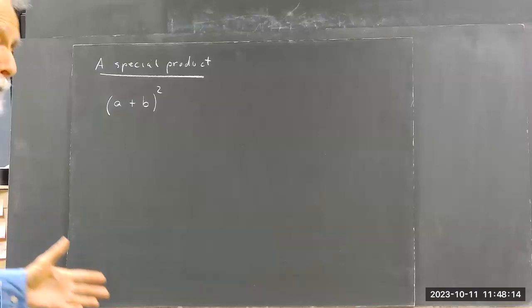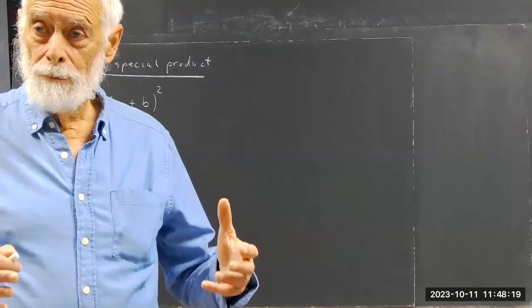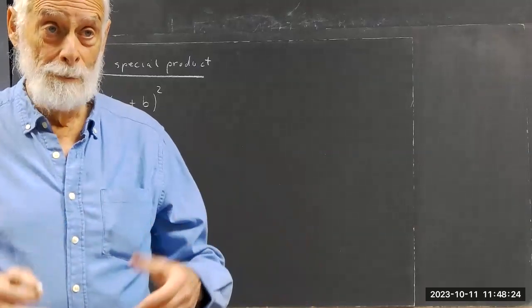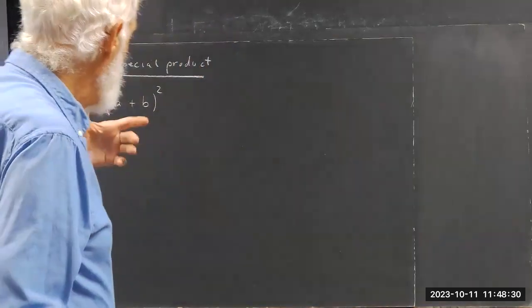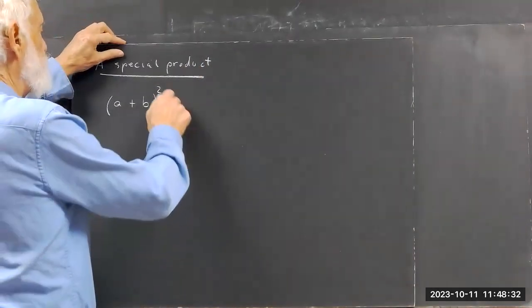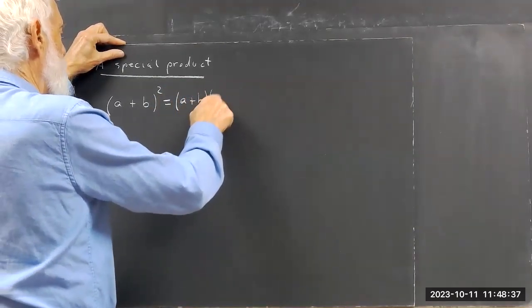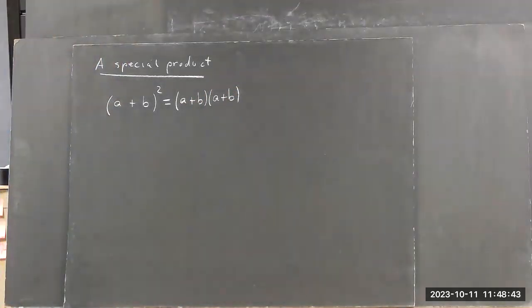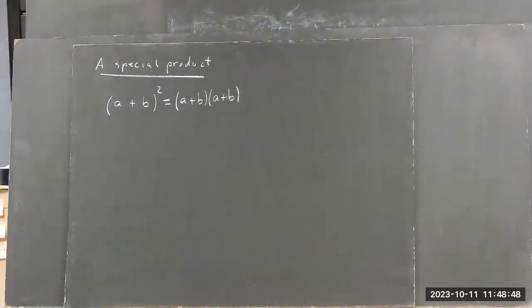But when you square something, you multiply it by itself. 3 squared means what? 3 times 3. Okay, 10 squared means what? 10 times 10. 10 cubed means what? 10 times 10 times 10. Okay, so when you square a plus b, that means you're finding what you get when you multiply a plus b times a plus b. Okay, so let's have everybody just see if you can calculate the product of a plus b times a plus b.